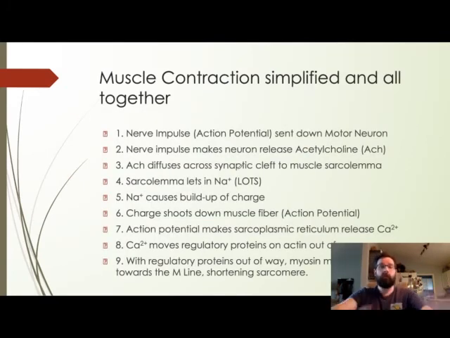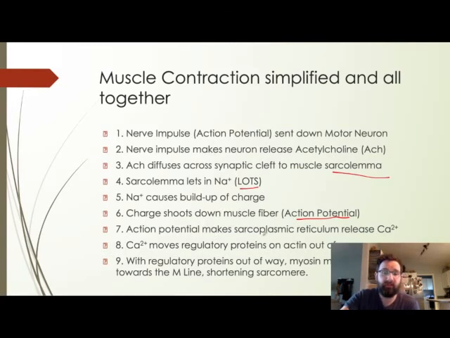Okay, so here it all is again, simplified altogether. All right, nerve impulse sent down the motor neuron. Nerve impulse makes the neuron release acetylcholine, ACH. That acetylcholine diffuses across the synaptic cleft to the muscle sarcolemma. That sarcolemma is the membrane of the muscle cell or muscle fiber. Sarcolemma lets in sodium, a bunch of it. Sodium causes the buildup of charge and causes a new action potential. That charge shoots down the muscle fiber, which I said is an action potential.